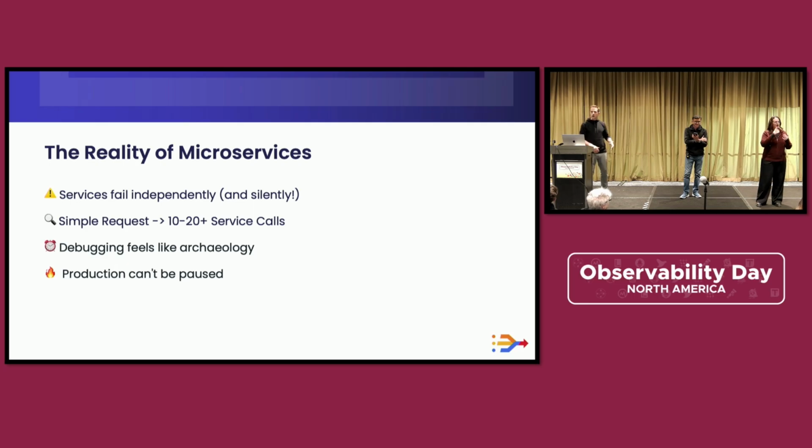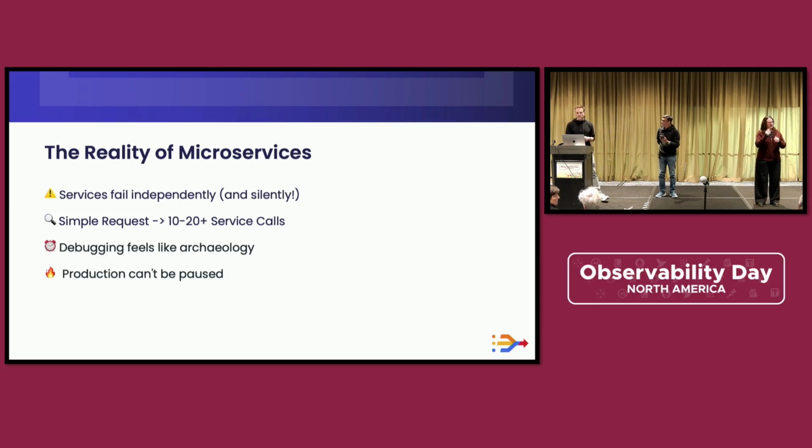We'll talk a little bit about the reality of microservices. Microservices, as you all know, are powerful, but they come with real challenges. Services fail independently and oftentimes silently. Your front end might be fine, but somewhere deep in your stack, a service is timing out, or you have cryptic log messages. So with microservices, a single request can touch 10, 15, 20, or more services, and each request can take on a different journey. Try debugging that with traditional tools.